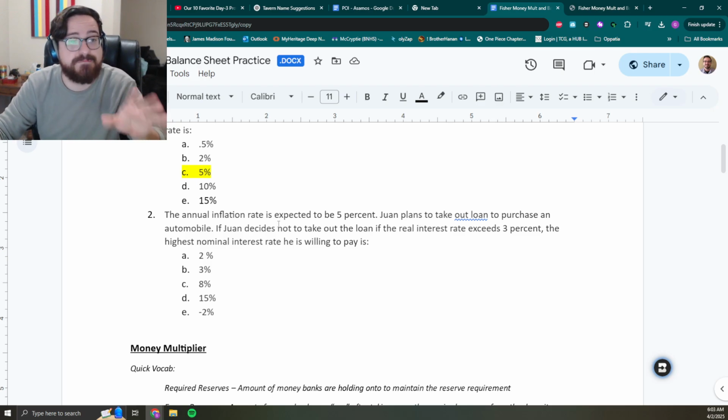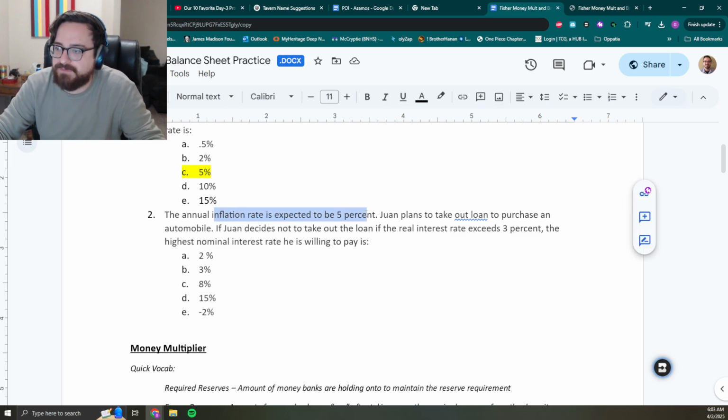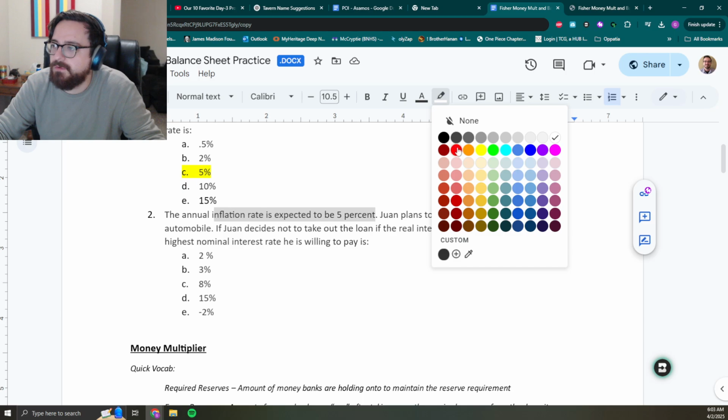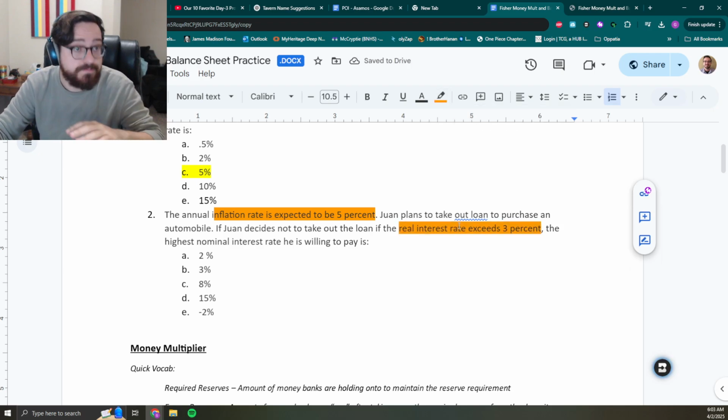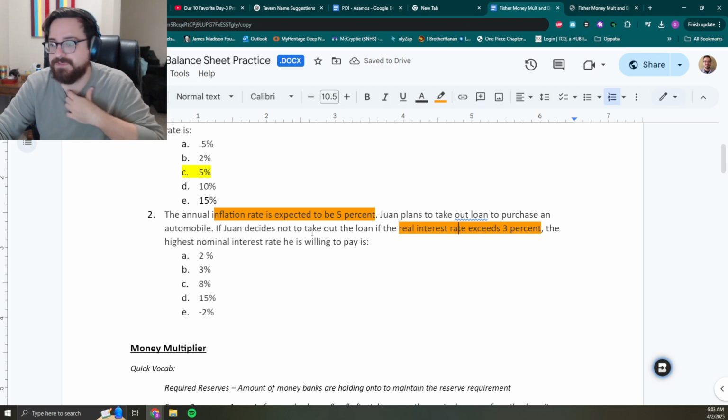Okay, so numbers that I've given. This is always how I solve these problems. What was I given? Inflation rate, 5%. Got it. He does not want to take out a loan if the real interest rate exceeds 3%. So he doesn't want the real interest rate to be more than 3%. It could be 3%. He doesn't want it to be more than 3%.